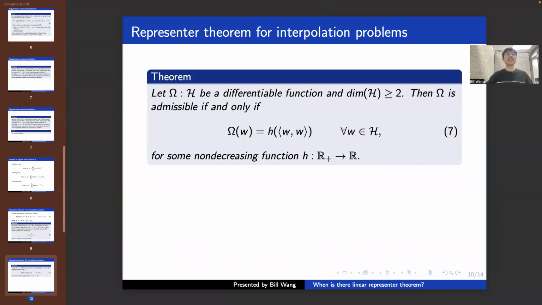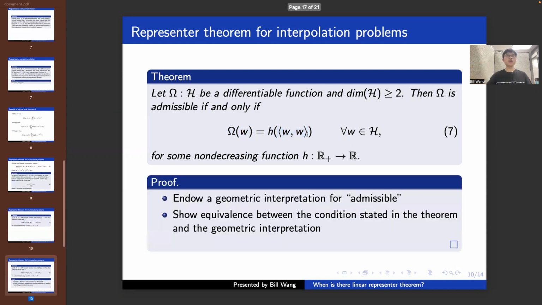So this part of the theorem is stating a sufficient condition, and it is well known, with regard to this particular regularization or interpolation problem that we are learning, that this is the sufficient condition for the linear representer theorem to hold for the type of regularization and interpolation problem that we are talking about in this paper. And it's just saying that this penalty function is a non-decreasing function of the norm of the W vector, which is the vector that we're going to learn from this problem.